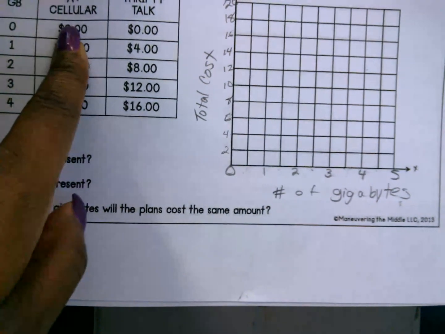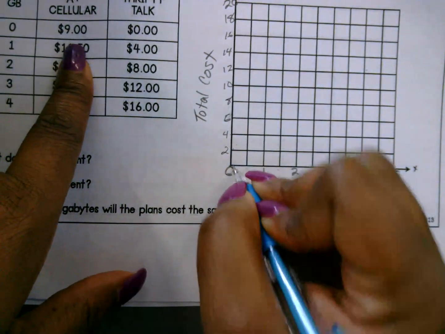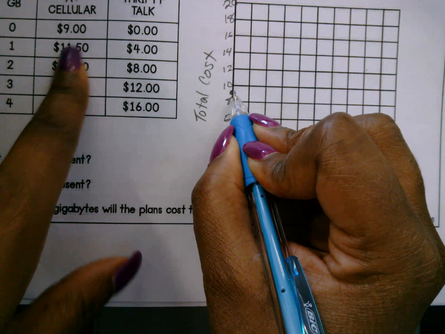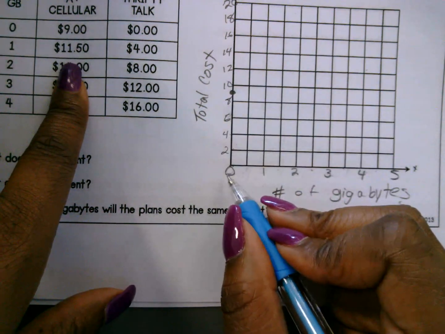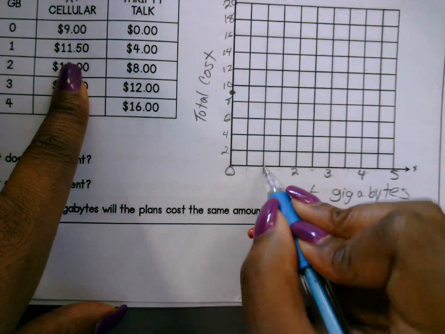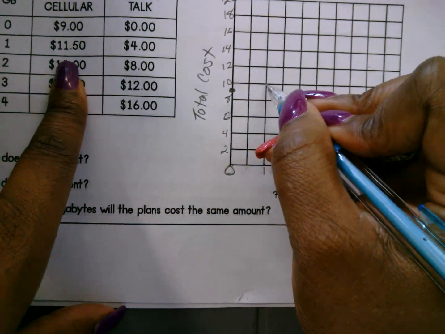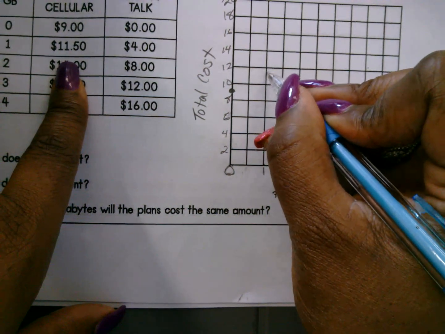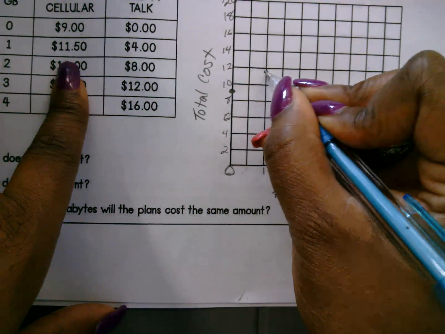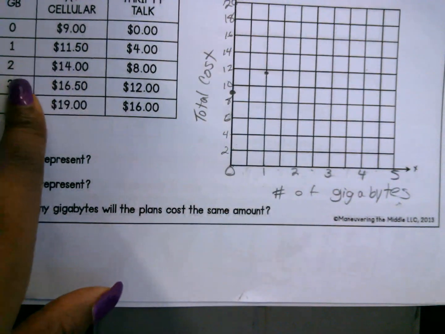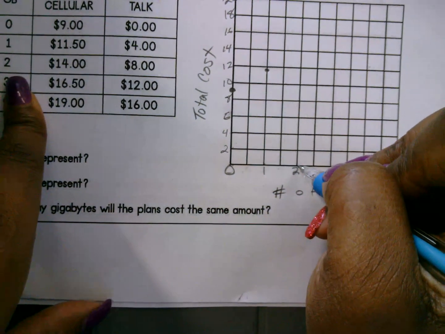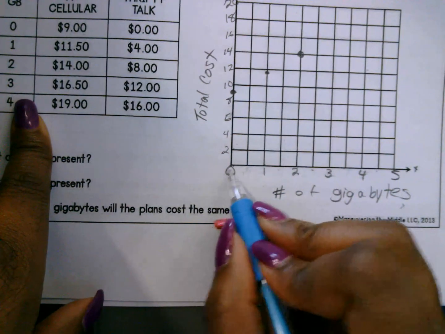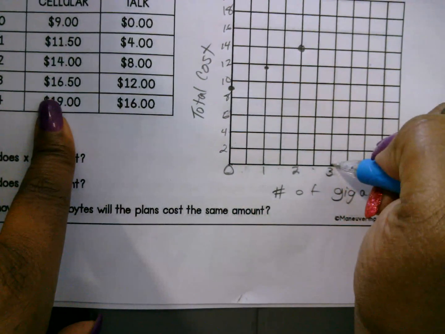Let's graph cellular A first. So at 0, it's 9. So 9 is right in the middle between 8 and 10. And then it's 11.50. So I'll go over 1 and then go up to 11.50. So this is 10. 11 in the middle. 11.50 will be right in the middle between 11 and 12. So this is 11.50. And then at 2 it's $14. So go over to 2 and go up to 14. And then it's 16.50. So go over to 3 and go up to 16.50.